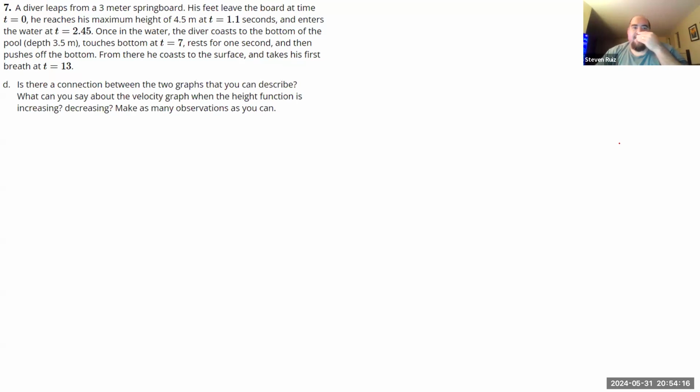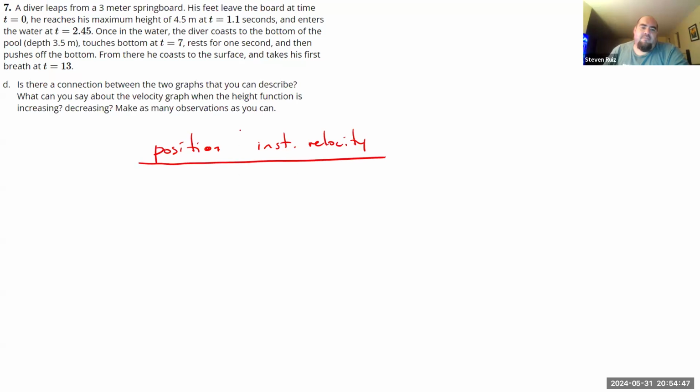So part D, is there a connection between the two graphs that you can describe? Well, while we were going through C, we talked a lot about this. Maybe it'd be best right here if I can sum things up. So let's make a little table. What things did we talk about? We talked about position, and we talked about instantaneous velocity. So let's talk about some ideas and how they're related.